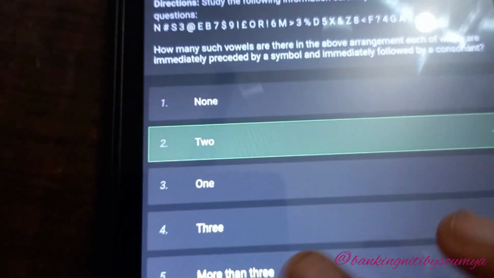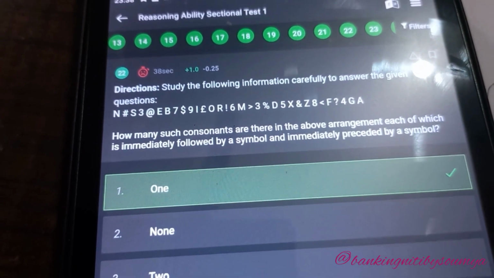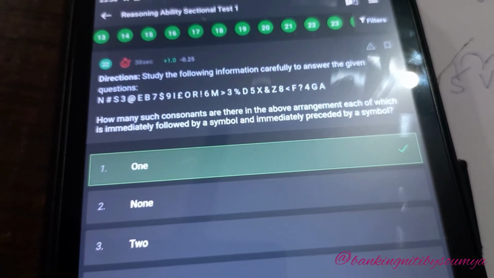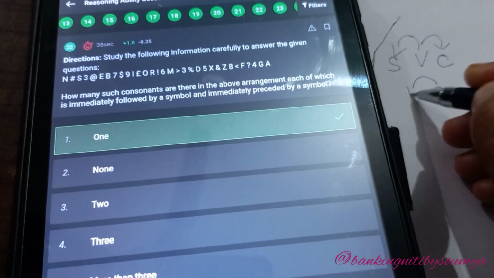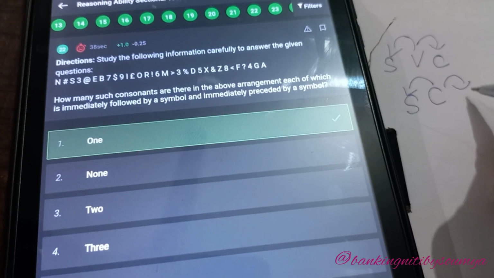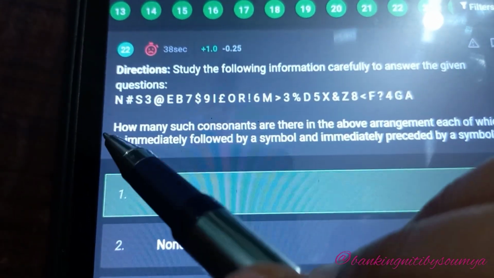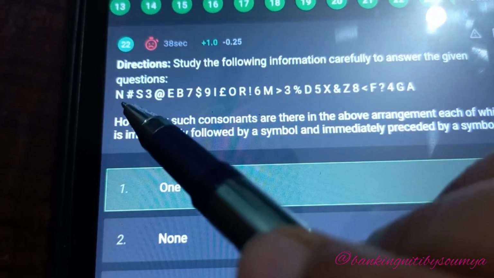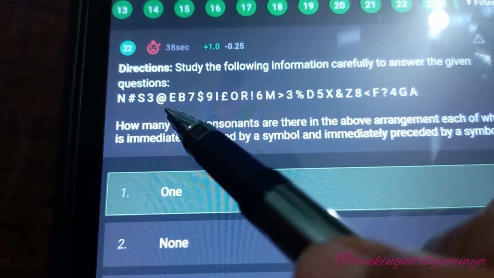Okay. Now the next question is, how many such consonants are there in the above arrangement, each of which is immediately followed by a symbol and preceded by a symbol? Means we will see consonants which are immediately preceded by a symbol and immediately followed by a symbol. Now move to the consonants. Here N is not preceded by a symbol. Now again the consonant is S, preceded by a symbol but not followed by one.